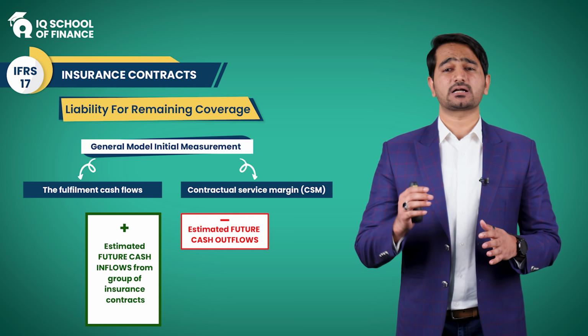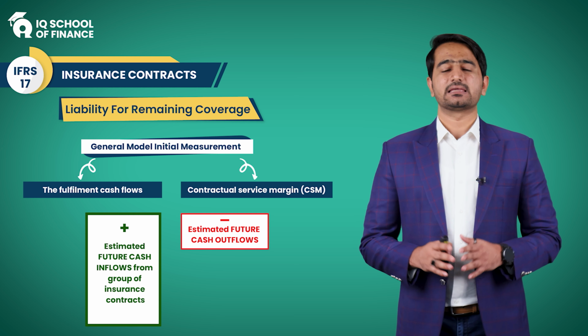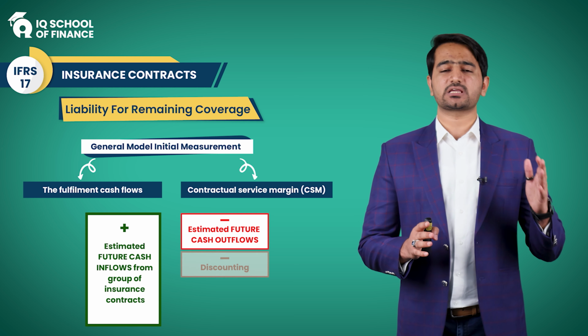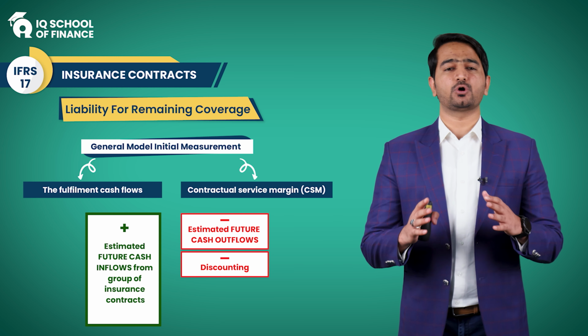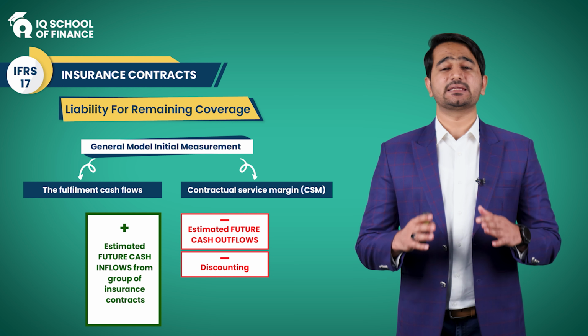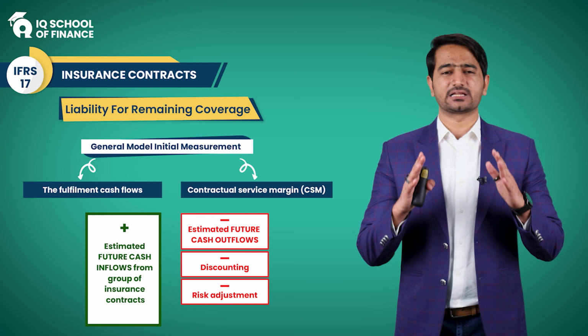Considering these cash flows occur in the future, it is important to account for the time value of money. This means we need to discount those cash flows to their present value. Additionally, these cash flows need to be adjusted for non-financial risk, which is where the risk adjustment comes into play, and it is typically accounted for as a deduction.